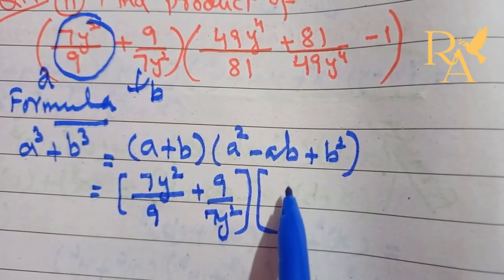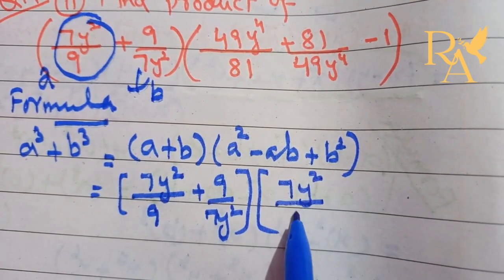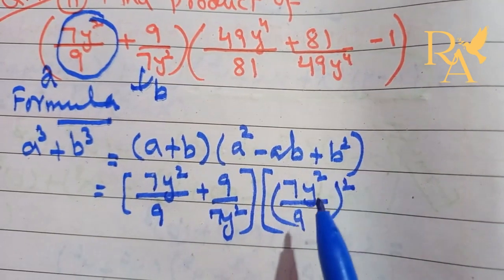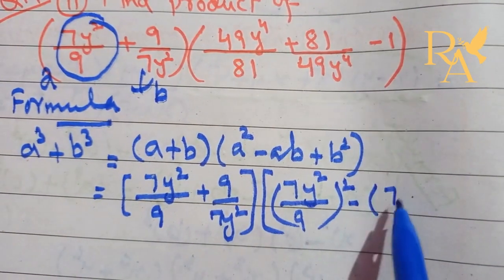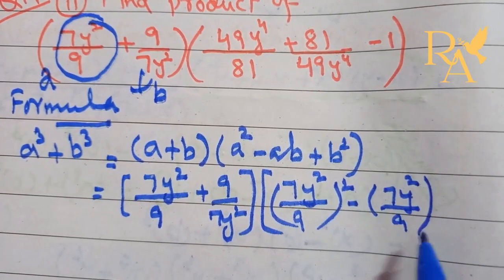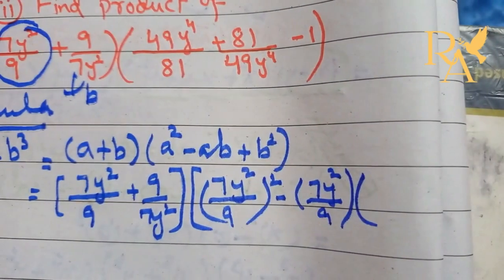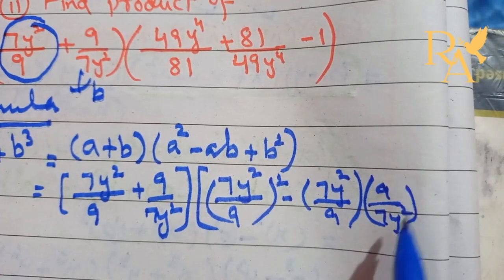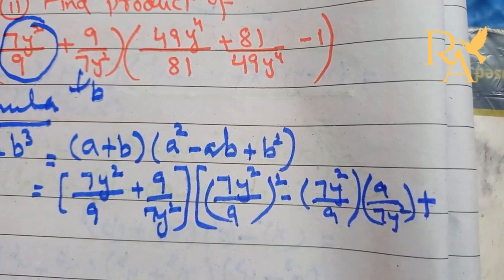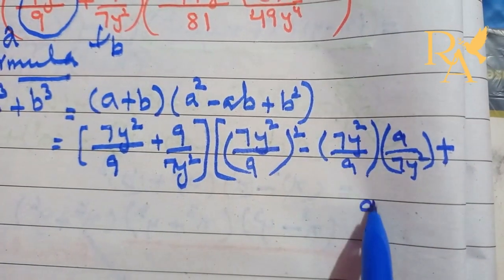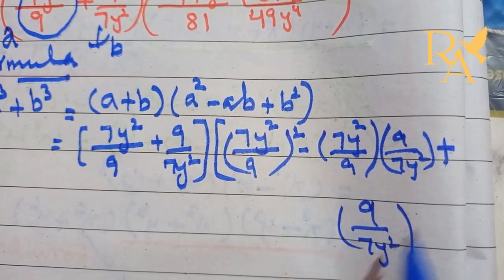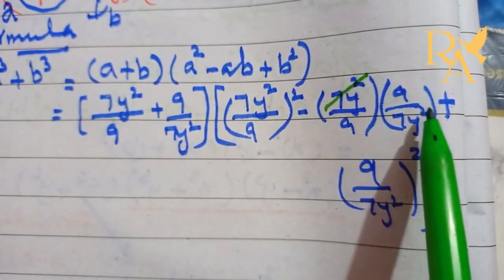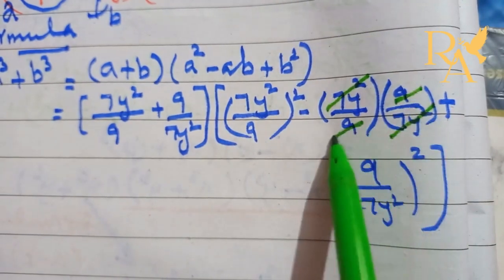The value of A is 7y²/9 whole square. We are putting the values in this equation: A² − AB + B². Minus 7y²/9 into B, where the value of B is 9/7y², plus B squared, which is (9/7y²) whole square. 7y² cancels with this 7y² and 9 divides with this 9.